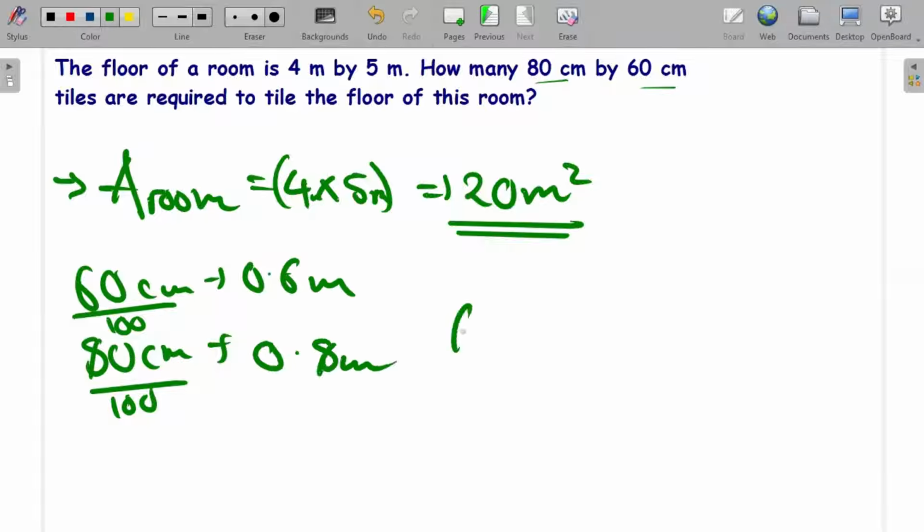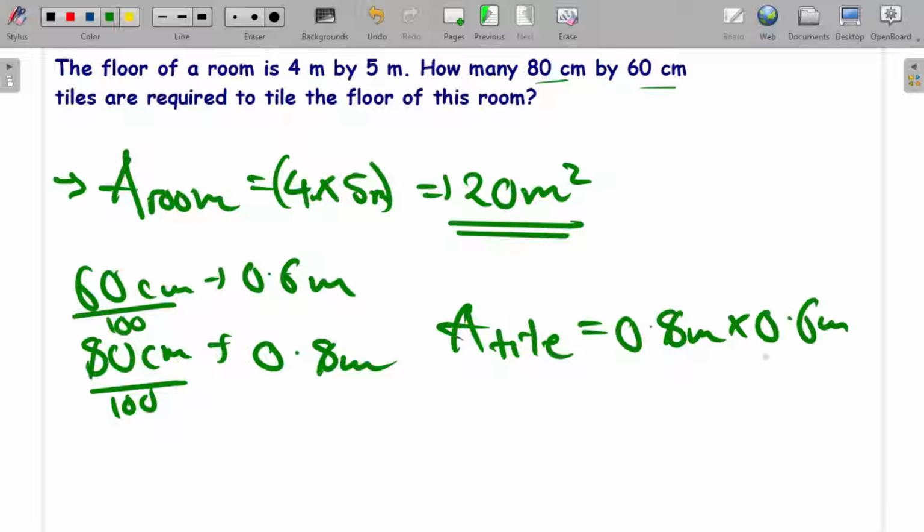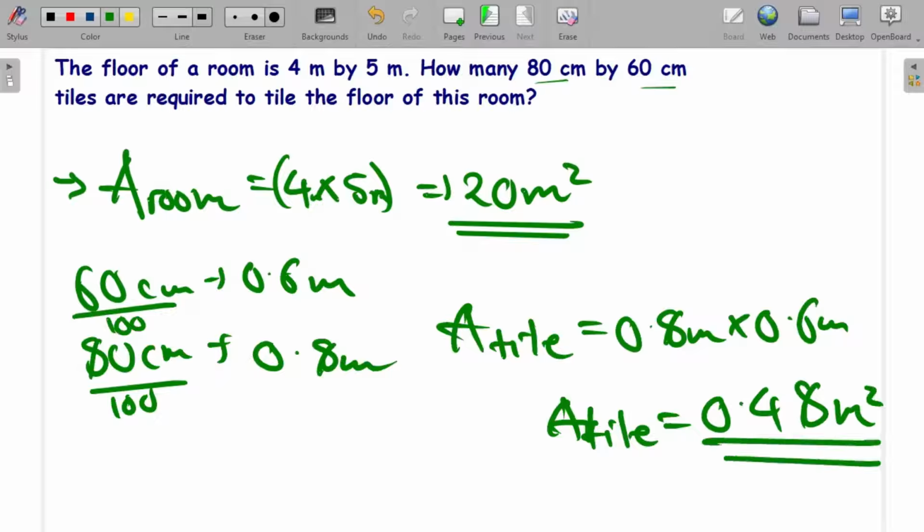So let's now calculate the area of each tile. We're going to say 0.8 meters multiplied by 0.6 meters. What's the answer? This is going to give us 0.48 square meters. So if this is the area of each tile, how many tiles are going to be required to fill up the 20 square meters of the floor in the room? We're just going to divide the area of the floor by the area of the tile to find how many tiles are required.